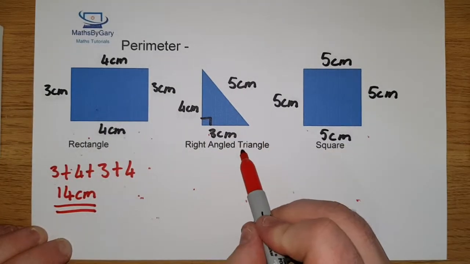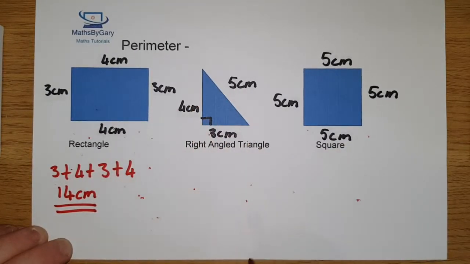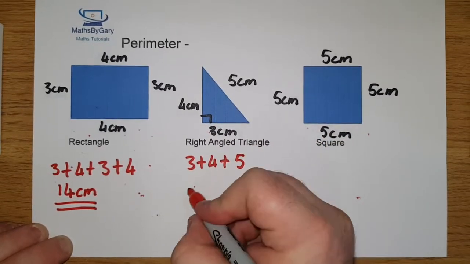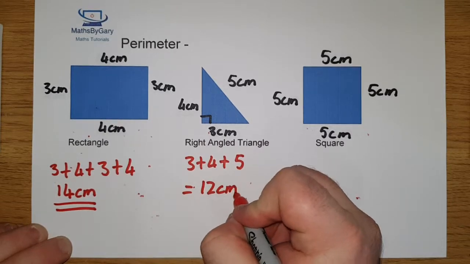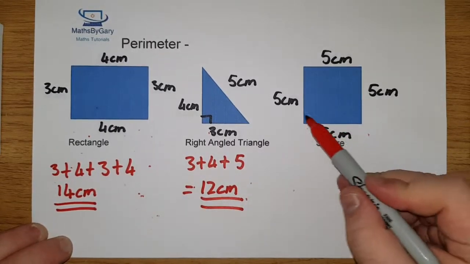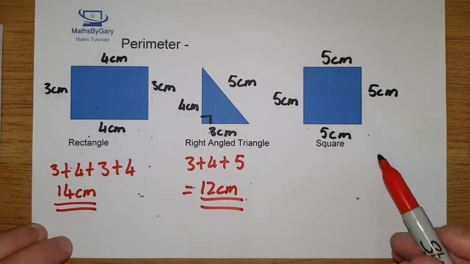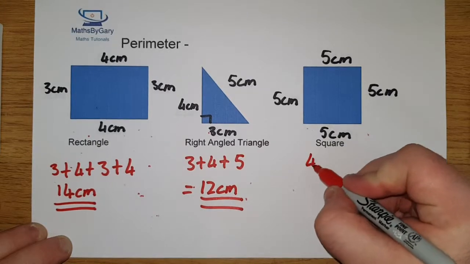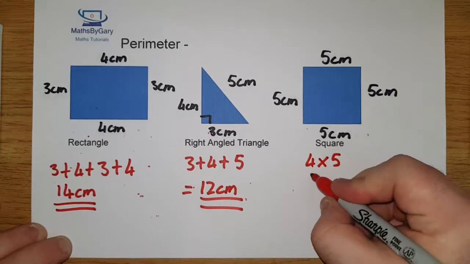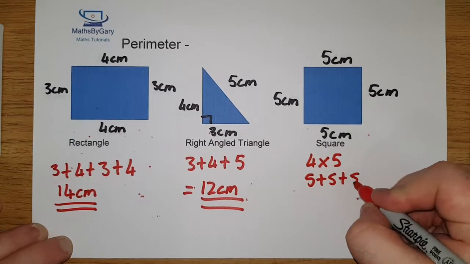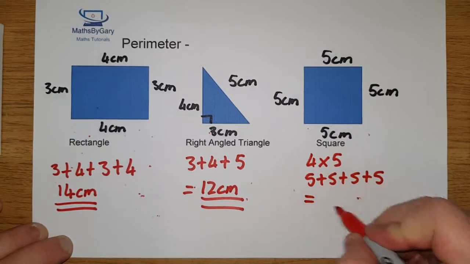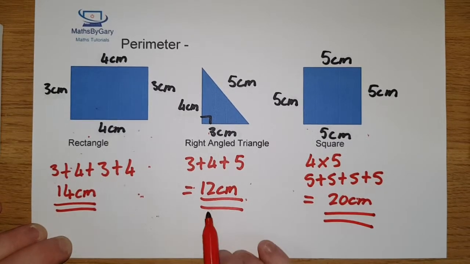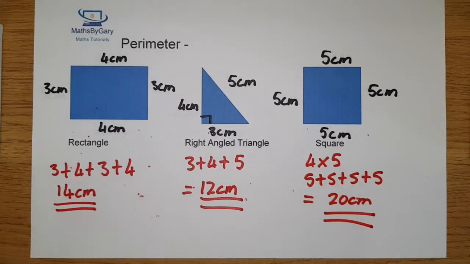The perimeter of the right angle triangle: we have 3, 4 and 5, the three sides. 3 plus 4 plus 5 equals 12 centimetres. And lastly, we have the square, which has 4 sides. We know that each side is 5. 1, 2, 3, 4. So we can simply do 4 times 5, or we could do 5 plus 5 plus 5 plus 5, and it gives us the same answer, 20 centimetres. So 14 centimetres, 12 centimetres and 20 centimetres.